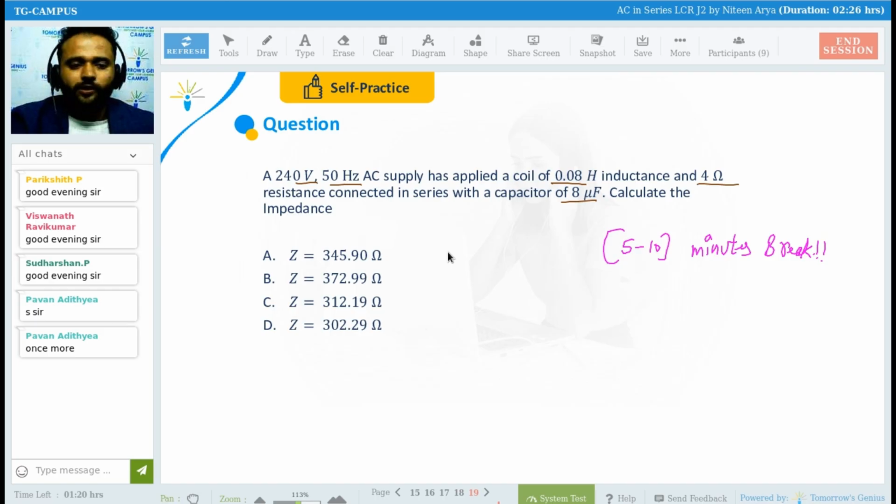Frequency is given, so you can find omega, 2 pi f. I'm not writing, I'm just telling you. If you get omega, you can get XL, omega L. If you get omega, you can get XC, 1 by omega C. R is directly given. Find the net impedance, under root R square plus XL minus XC whole square. Find this and then I'll ask one question after this.